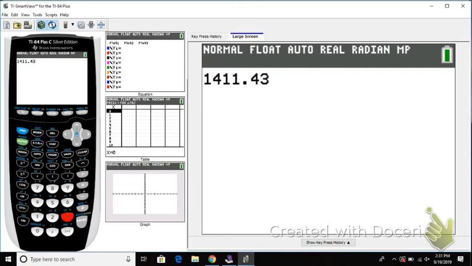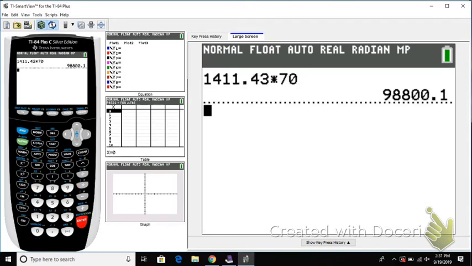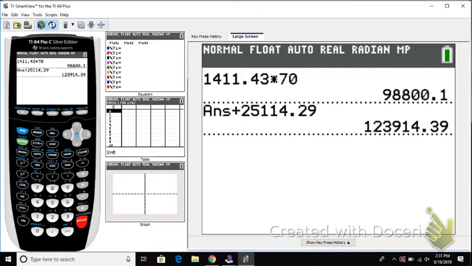And then you're going to go times 70. And then you're going to go plus your B value, which is 25114.29. So a good predictor would be that in the year 2010, your home would cost about $124,000.